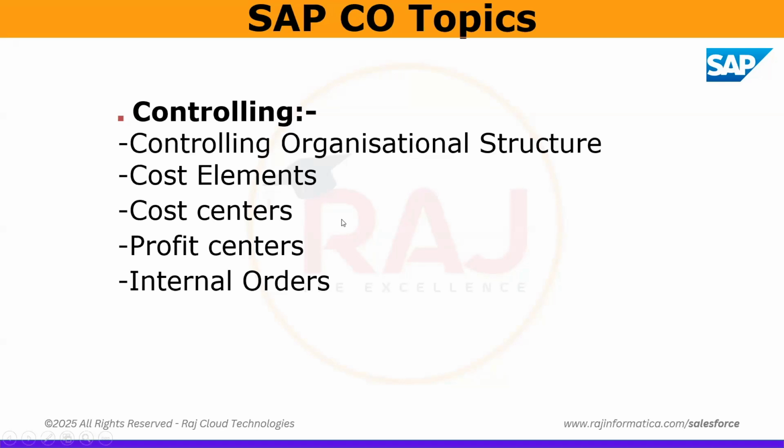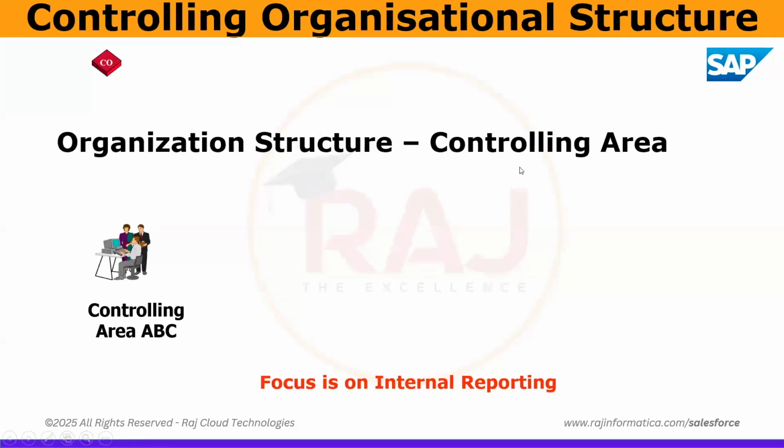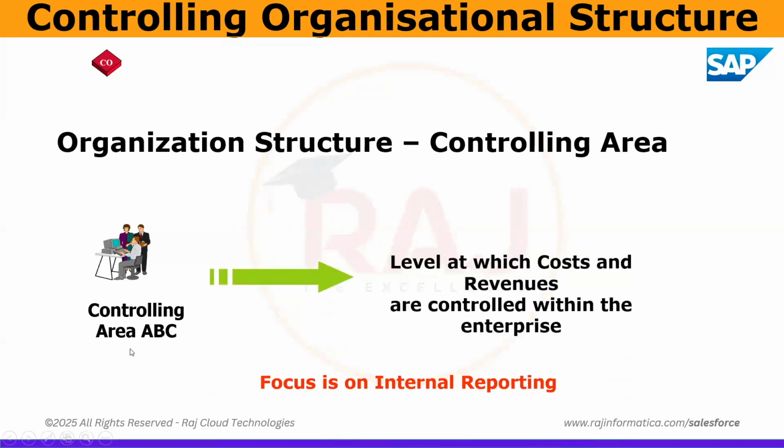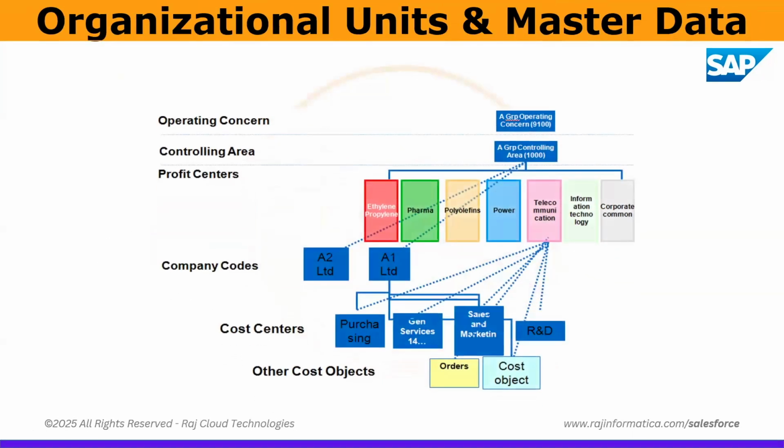The organizational structure starts with the controlling area. In controlling, a controlling area needs to be created. Under that, we can have multiple company codes assigned so that you can get the reporting for decision making, and it focuses more on the internal reporting for the purpose of costing. So CO is nothing but your costing department. The controlling module deals with the costing department of a company. This is the organizational structure, just like the FI org structure.